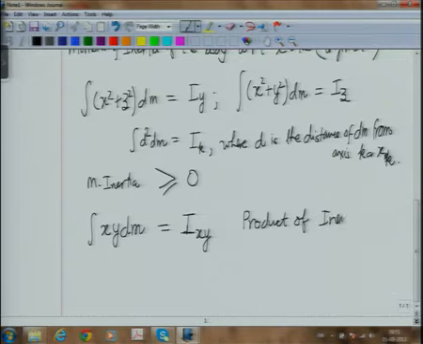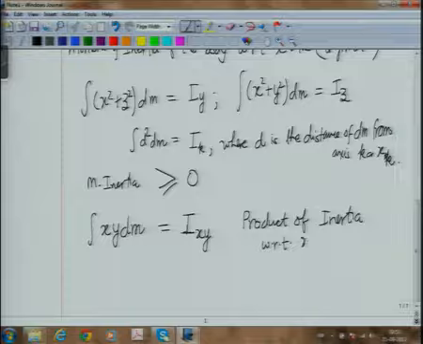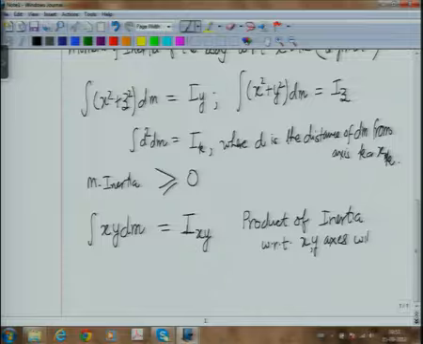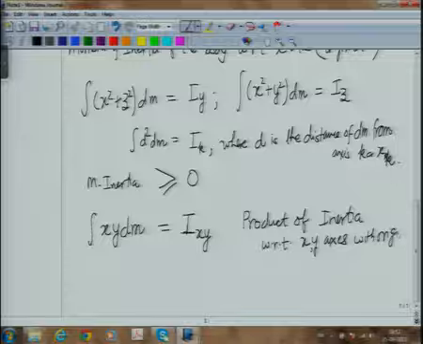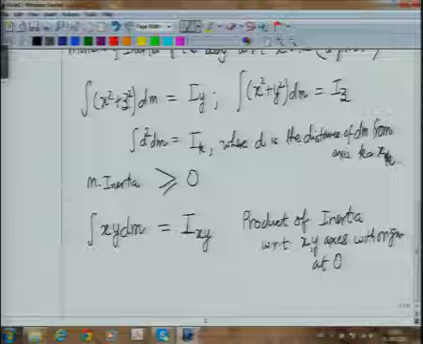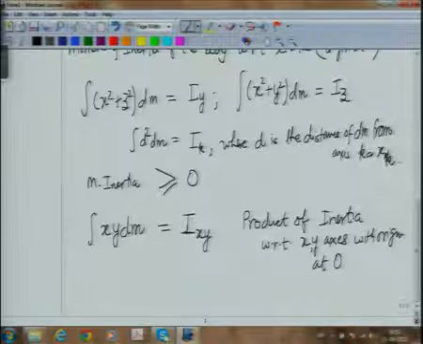And this we will call the product of inertia with respect to the xy axes with origin at O.